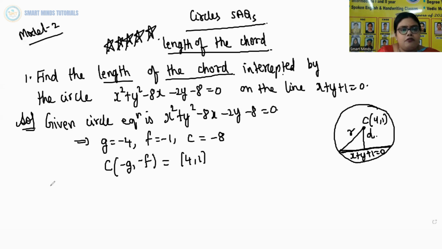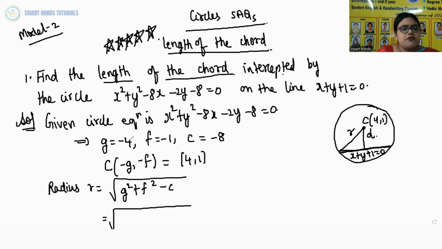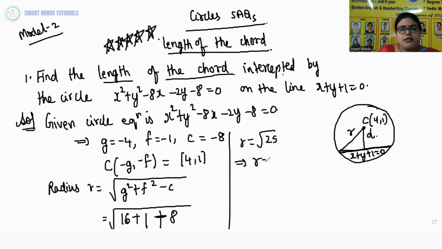After finding center, you find radius. So radius R is given by, we have a formula to find radius, root over G square plus F square minus C. That is root over, G is minus 4, so G square will be 16. Plus F is minus 1, so F square will be 1. Minus C is minus 8, minus into minus will become plus 8. So R is equal to root 25, which implies R is equal to 5. So you got center and you got radius. Radius is 5.